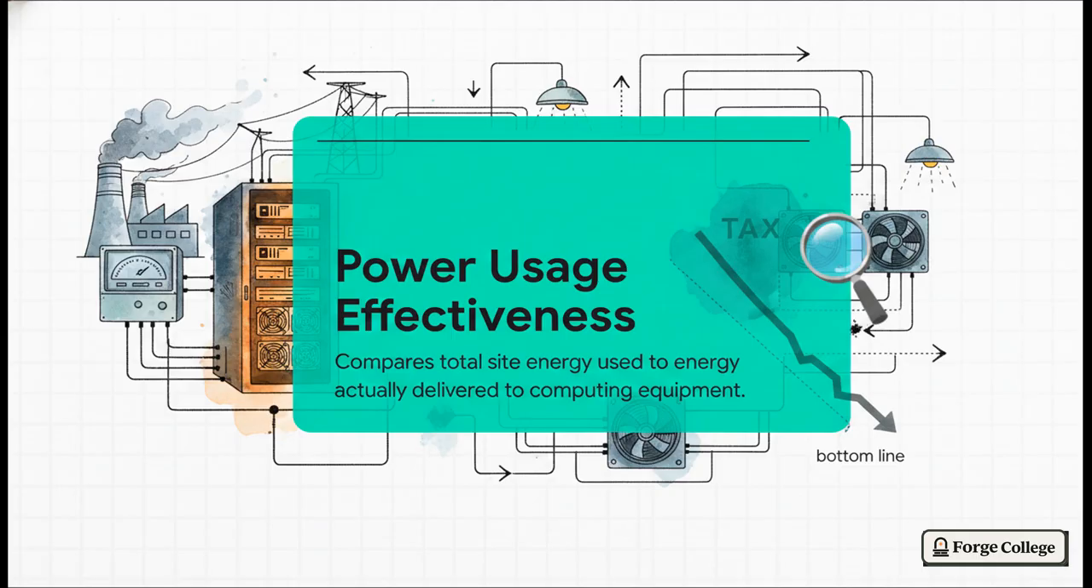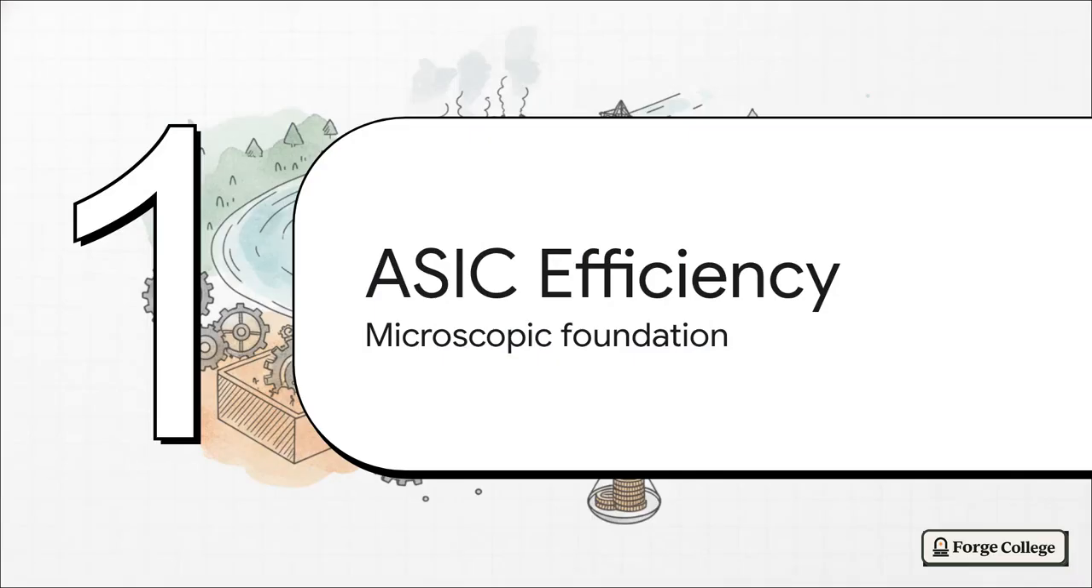If your PUE is 1.2, it means for every 10 watts your miners use to actually hash, you're paying for an extra 2 watts just to keep the lights on, run those massive cooling fans, and stop the building from turning into an oven. Nailing down your PUE early on is absolutely vital, because that cooling overhead directly eats into your bottom line.